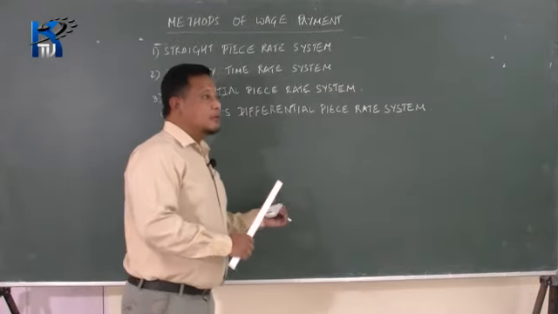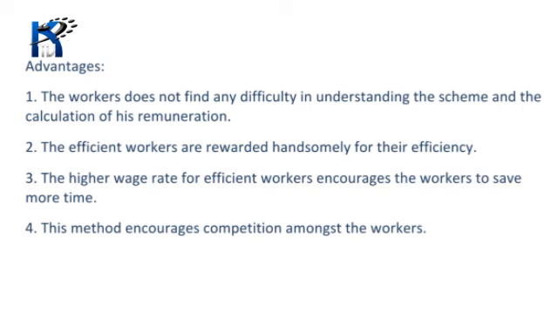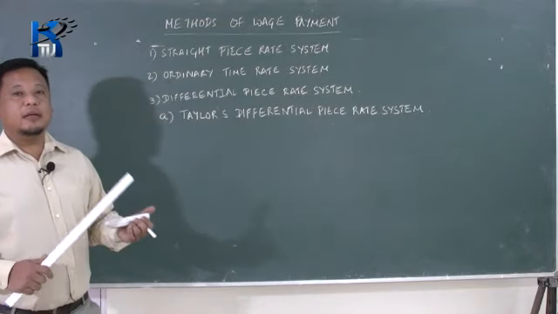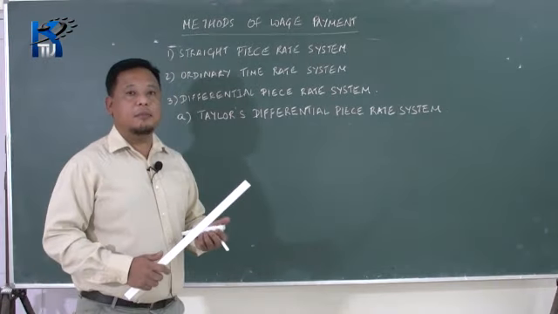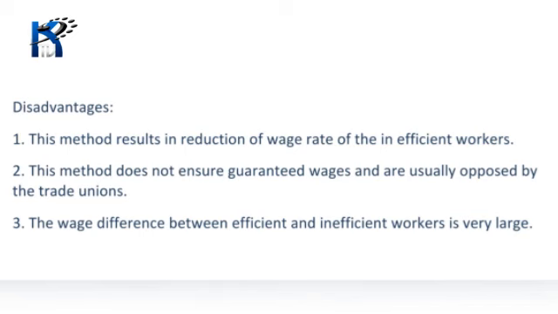Also, since efficient workers are being paid at a higher rate, it encourages the inefficient workers to work harder or put in more effort. So it creates a sense of competition among the workers. This method also has certain disadvantages, like the inefficient workers are penalized by reduction in their wage rate. That means the inefficient workers earn less than the normal rate provided by the concern.